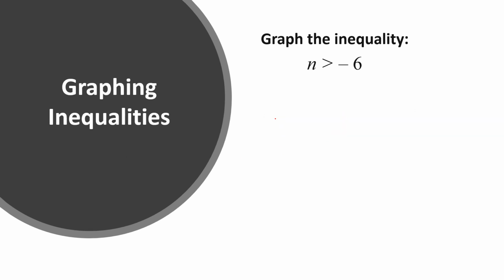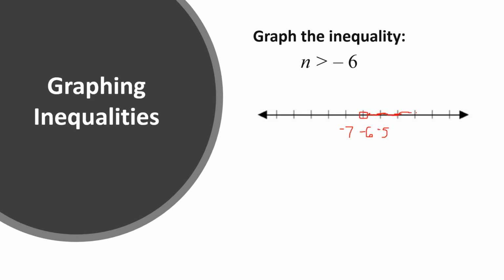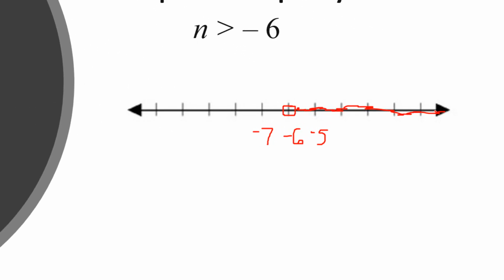Next we have n is greater than negative 6. I'm going to put negative 6 here. This would be negative 7 to the left, and this would be negative 5 to the right. In this case it does not equal, so we have an open circle at negative 6. And we want numbers greater than negative 6, numbers that are to the right. And that is our graph.